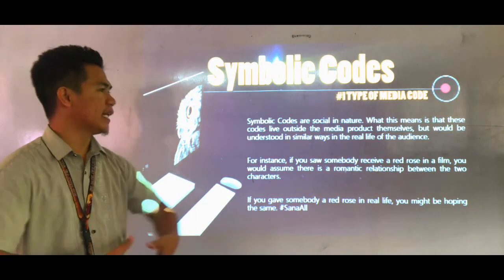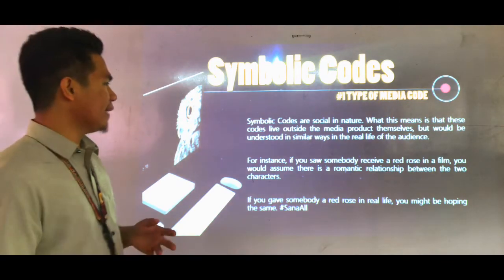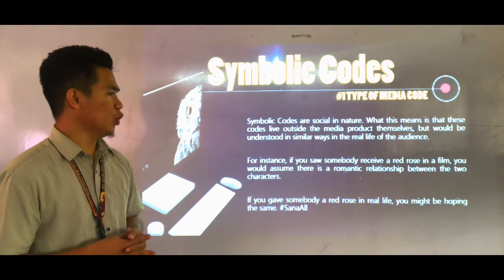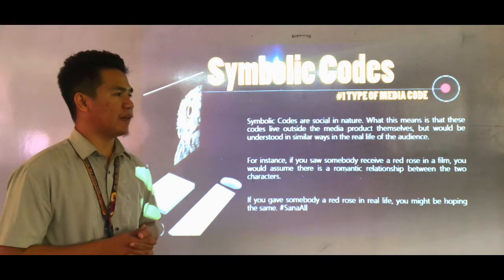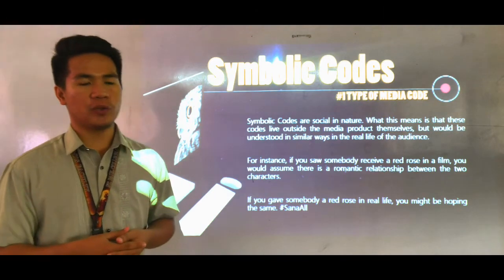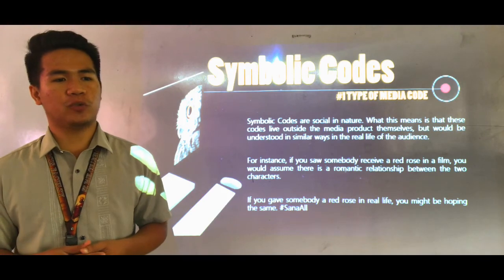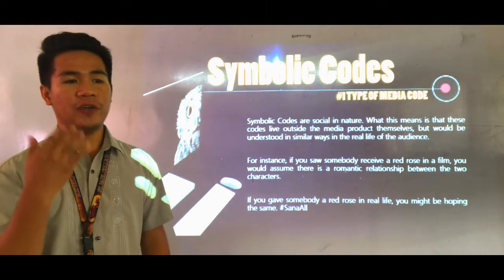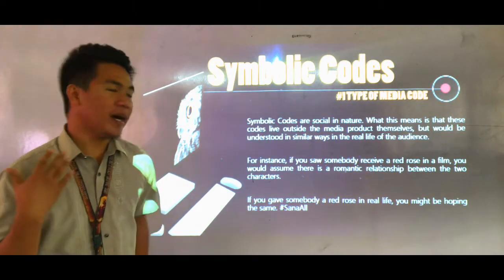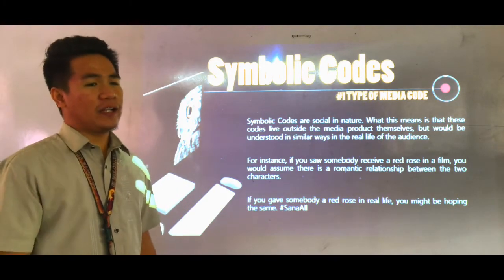So, symbolic codes are social in nature. What this means is that these codes live outside the media products themselves, but would be understood in similar ways in the real life of the audience. For instance, if you saw somebody receive a red rose in a film, you would assume that there is a romantic relationship between the two characters. But if you gave somebody a red rose in real life, you might be hoping the same. Sana all. Okay? So, ganun dun sa symbolic code.